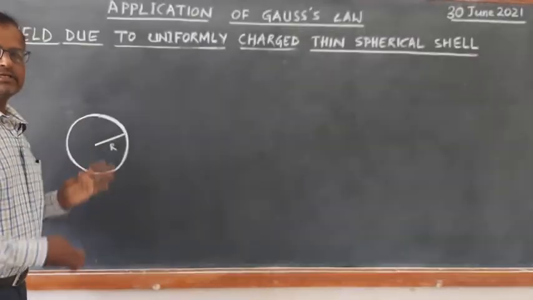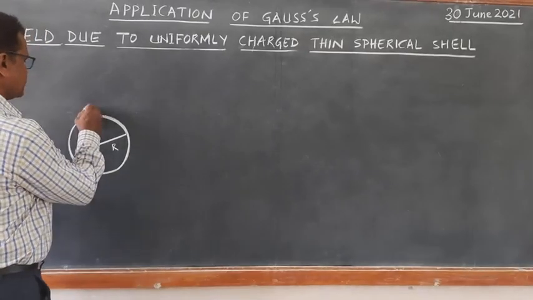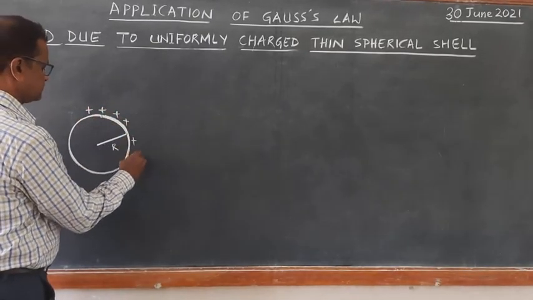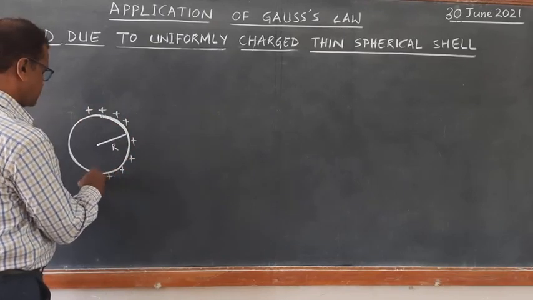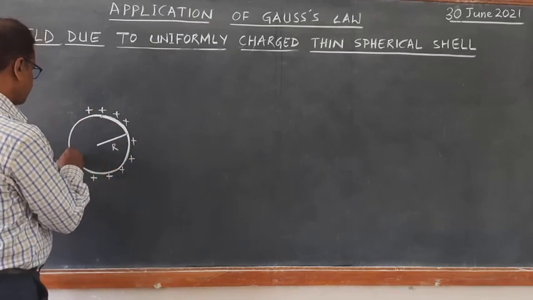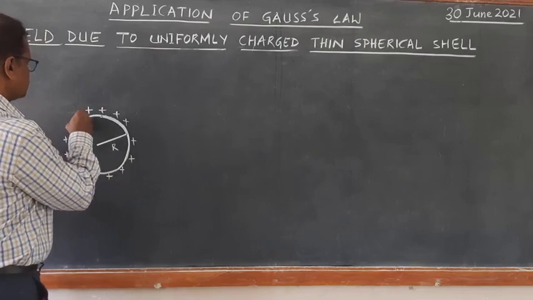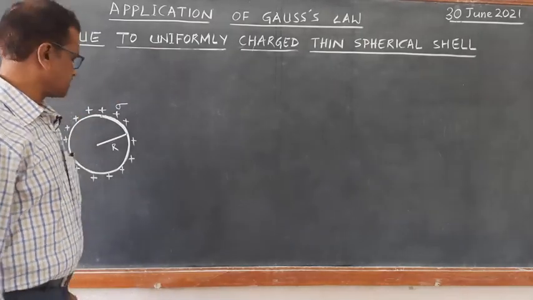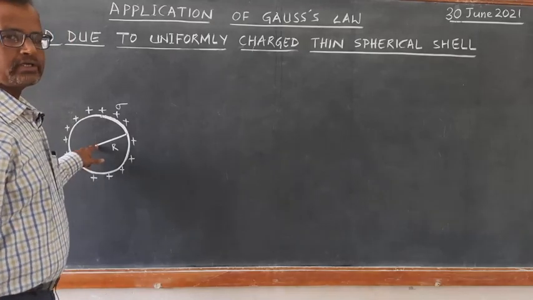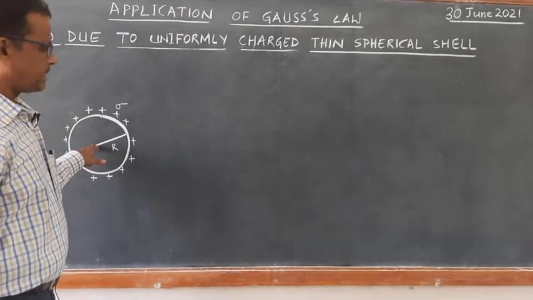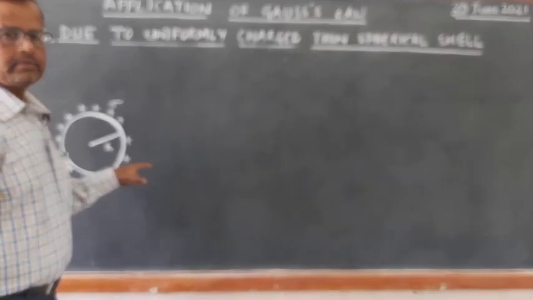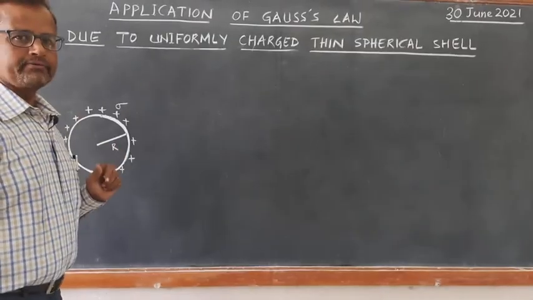Consider this is a thin spherical shell which is uniformly charged on its surface, with charge density sigma. Let sigma be the surface charge density. And this thin spherical shell is of radius capital R. Due to such charge density, we want to find out electric field.